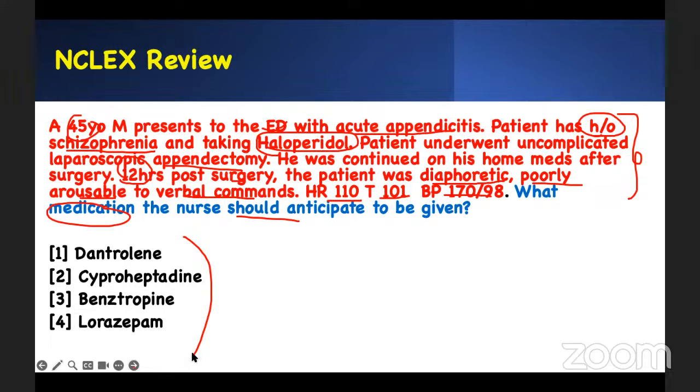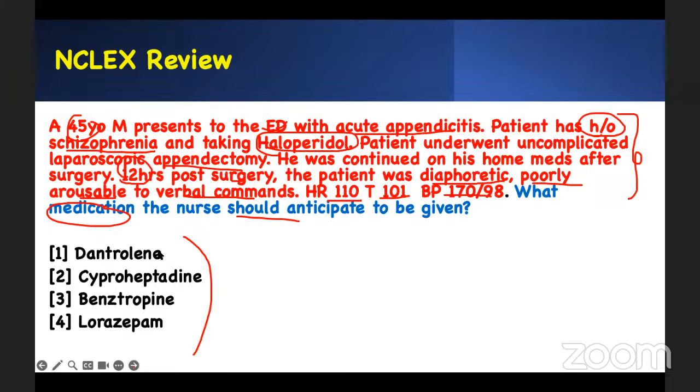I want you to pay attention to what? Diaphoretic, poorly arousable to verbal command, tachycardic, low-grade fever, hypertensive, and the patient had just what? He has just what? Surgery. He just had surgery. What do you think is going on with this patient?